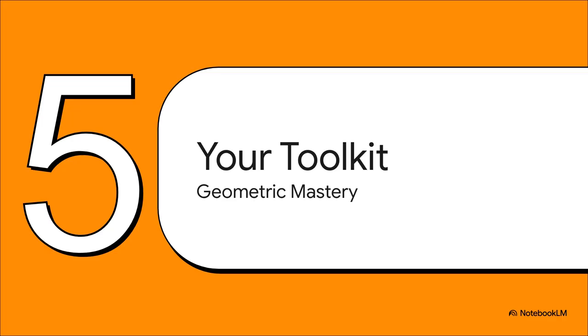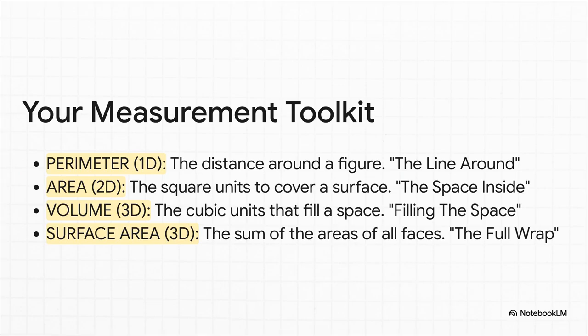So let's wrap this up by recapping the complete geometric toolkit you now have at your disposal. So here it is, the whole shebang. When you need to measure the line around something, that's perimeter. When you need to cover a flat surface, you're looking for the area. If you want to fill a 3D object, you need to measure its volume. And finally, if you want to wrap that 3D object, you've got to calculate its surface area. 1, 2, and 3 dimensions, all covered.